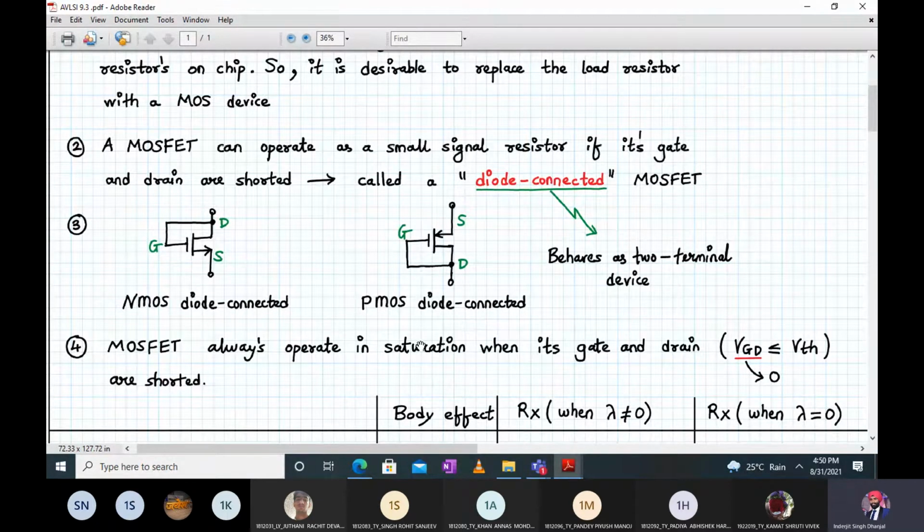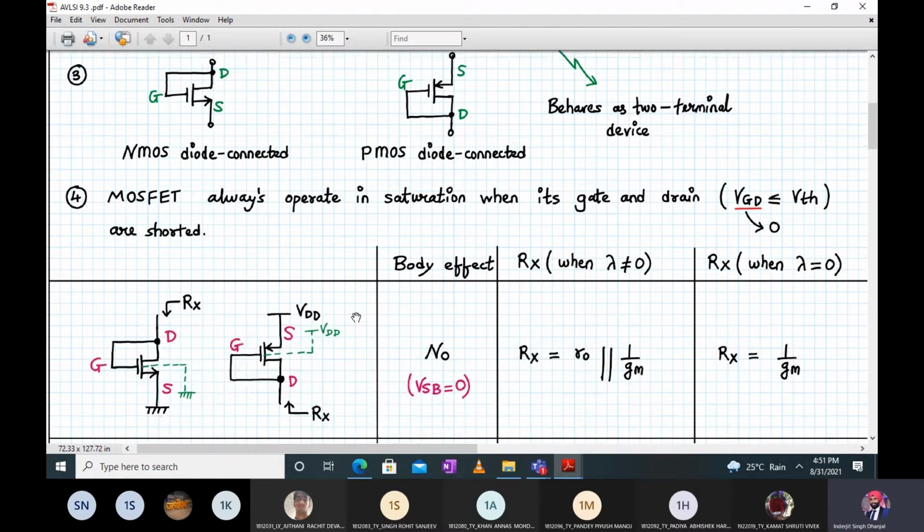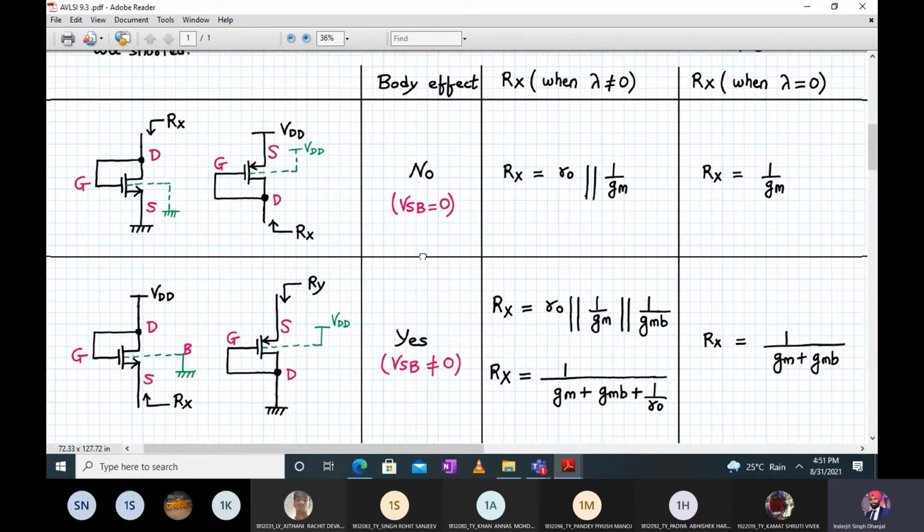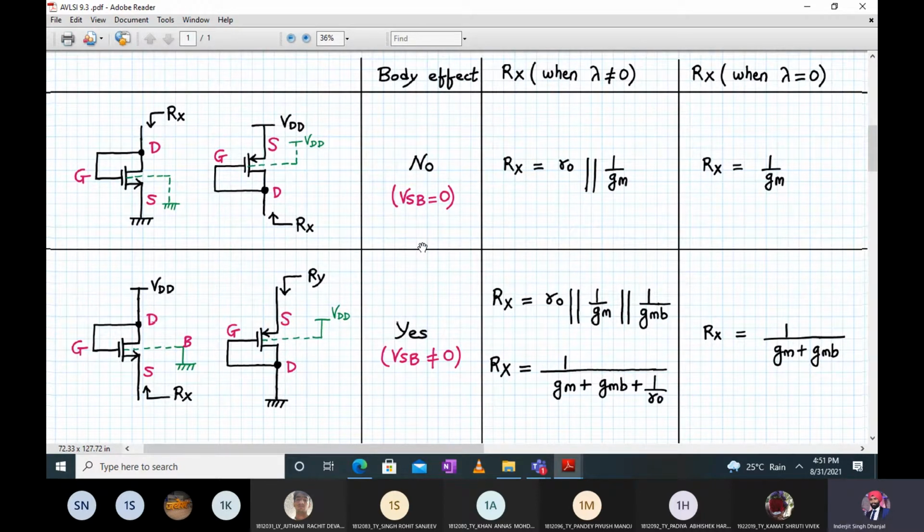We have seen this point before. We have mentioned that your MOSFET always behaves in the saturation region when its gate and drain terminals are shorted. Whenever VGD is less than or equal to VTH, we say that your MOSFET operates in the saturation region, and in this case, it's happening now. We have also derived this before, I think in lecture number 4 or 5, I don't remember exactly which one. We derived the expression of Rx, the impedance seen from the drain terminal.